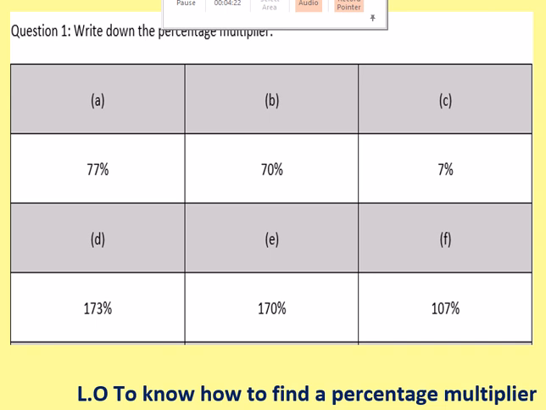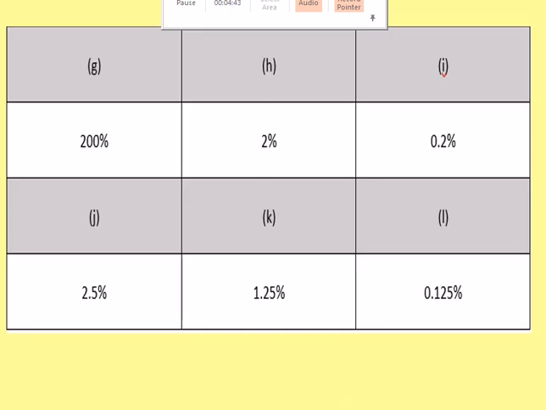Okay, so here's question 1. You've got questions A to F. Please pause the video here. You are finding the percentage multiplier. 6 questions should take no longer than 5 minutes. So pause the video for 5 minutes now. And now we've got G to L. So again, 6 questions should take no longer than 5 minutes. Pause the video here, complete those 6, please.